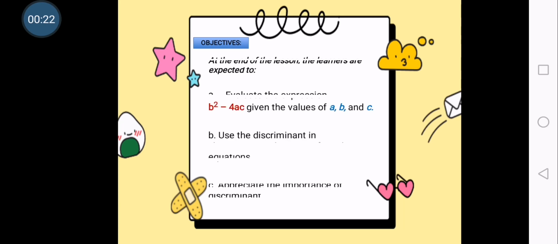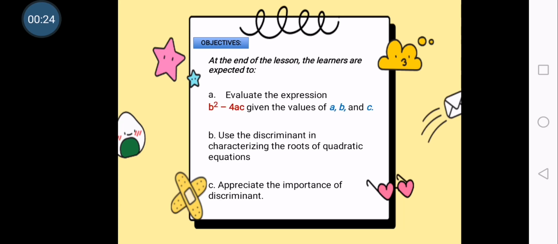Ang ating first objective, at the end of the lesson, you can evaluate the expression b squared minus 4ac given the values of a, b, and c. Sunod, use the discriminant in characterizing the roots of quadratic equation. And last, kapag alam nyo na po yung objective a and b, you could appreciate the importance of discriminant.